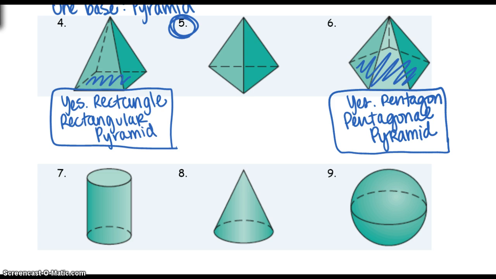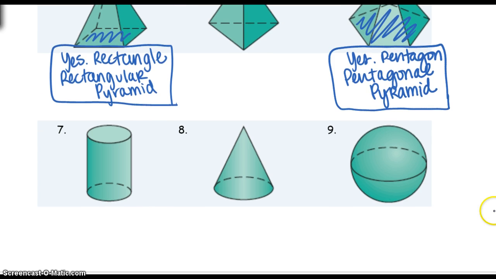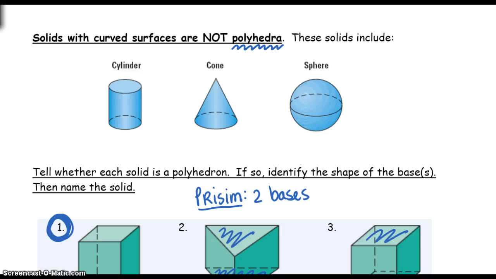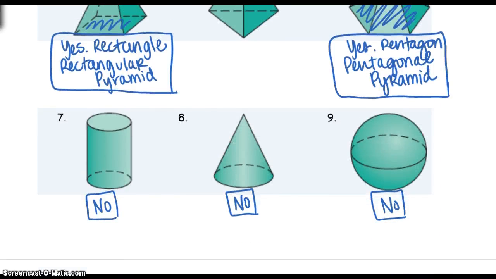And 7, 8, and 9, let's talk about those. Are those polyhedra? Does it have curves? It does, so no, it's not a polyhedron. Does it have curves? It does, so no, it's not a polyhedron. And if you're real observant, didn't we just see these 3 shapes? Right there. Cylinder, cone, sphere. They're not polyhedra. All right, so those are a big no.